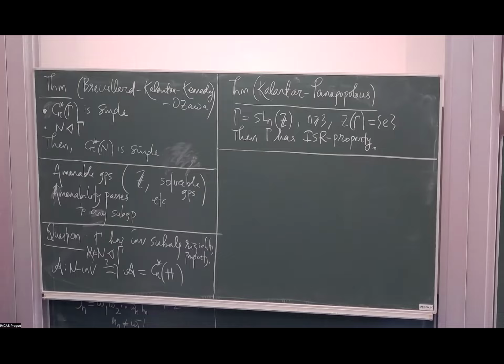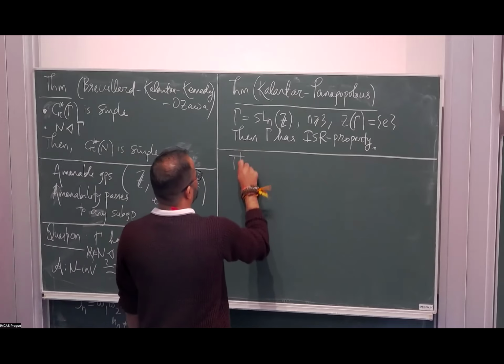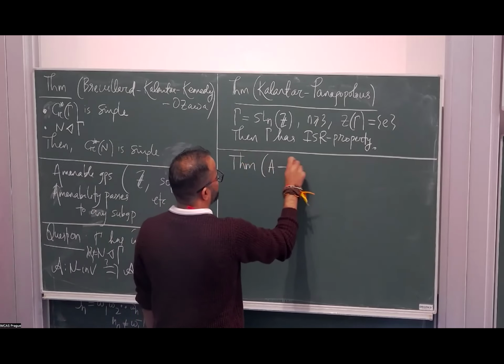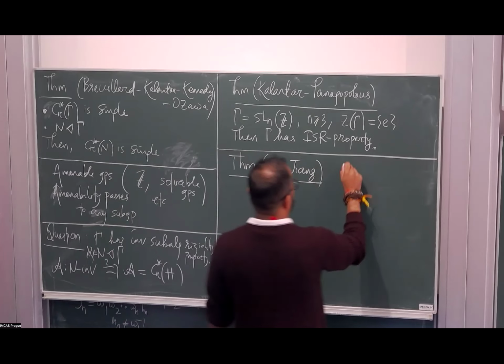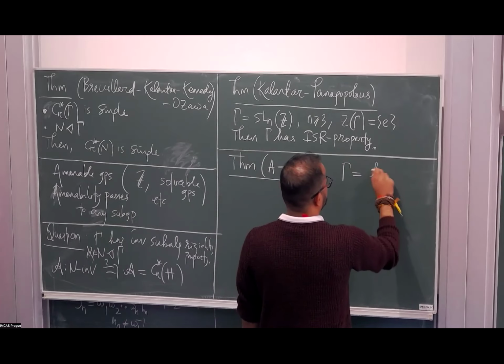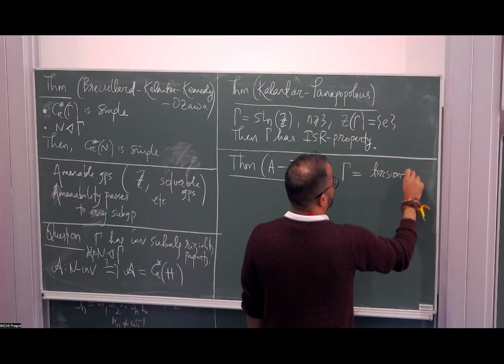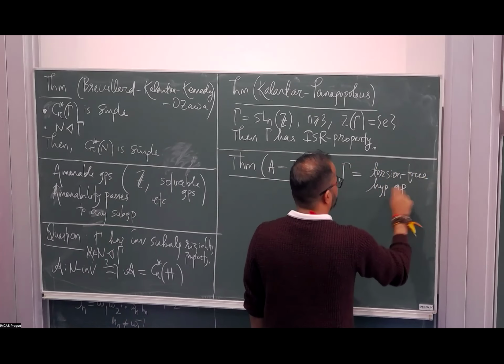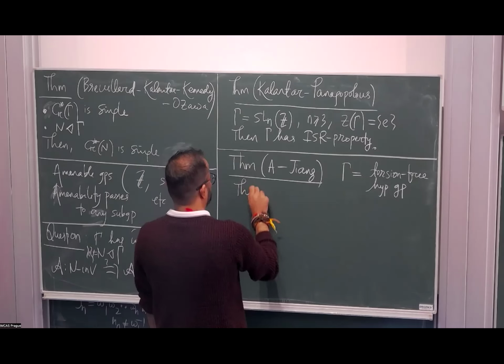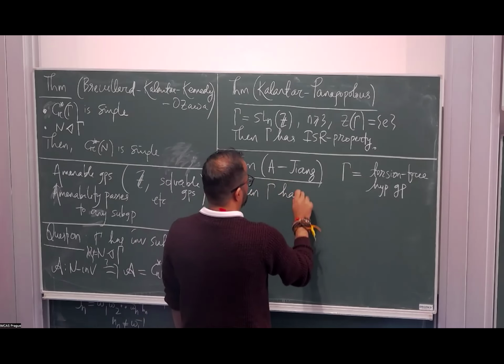So now the question is, is this true for the free group, where there are many normal subgroups? Like every group is a quotient of the free group just by construction. And it turns out that this is also true for the free group, and this is what we showed with Yongle. Even for hyperbolic groups: if you take gamma to be a torsion-free hyperbolic group, then gamma has the ISR property.